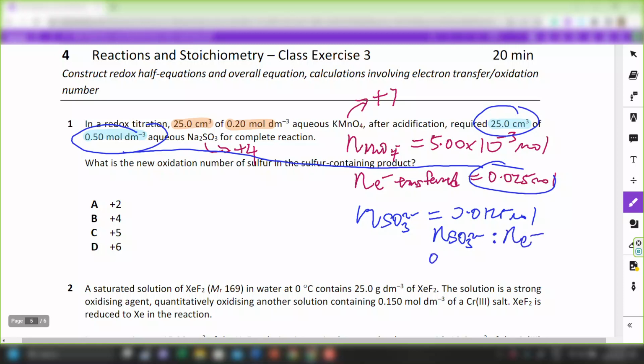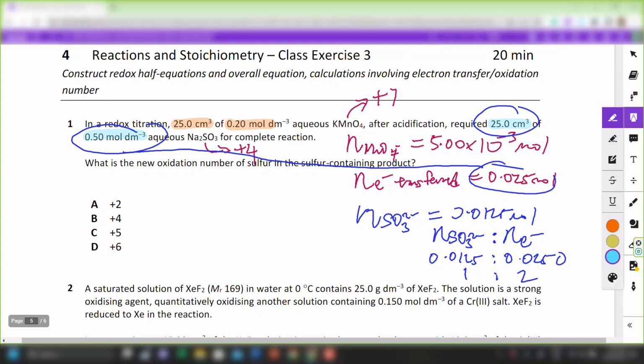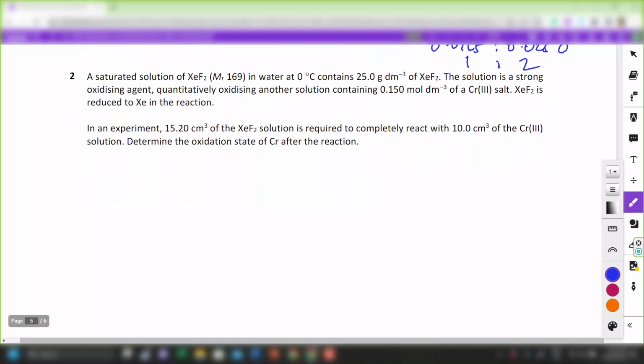So this will be 0.0125 is to 0.0250, and then we're going to get 1:2. So for every 1 mole of sulfite, it gives out 2 moles of electrons. So because of that, its oxidation state will increase by 2. So therefore the final oxidation state of sulfur will be +6. So D will be the answer. Right. Okay, then we're going to move on to question 2.